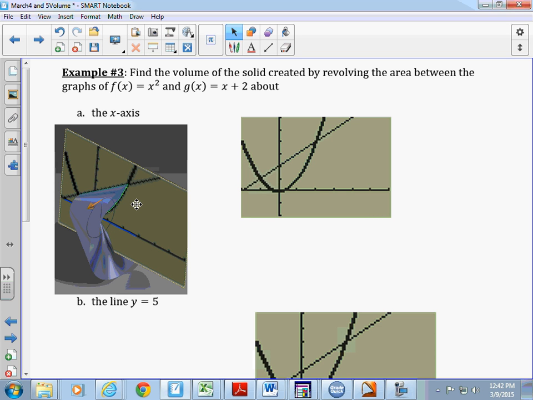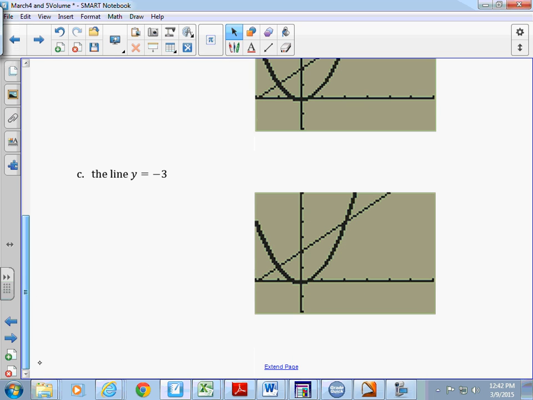Really nice. We did that one yesterday, right? We did the line on the right side yesterday. I think we did the other side yesterday as well. Okay, what we didn't do is y equals -3. So we're going to do y equals -3. Okay, any questions so far?